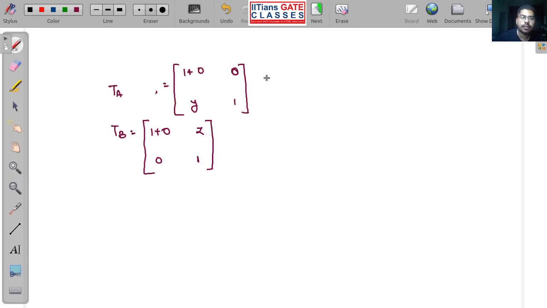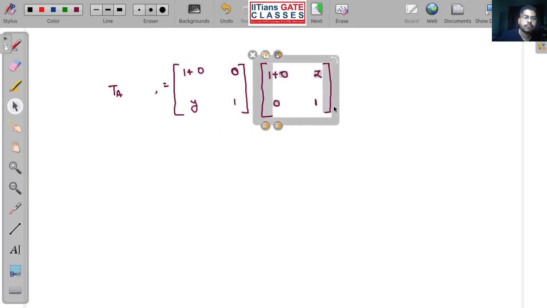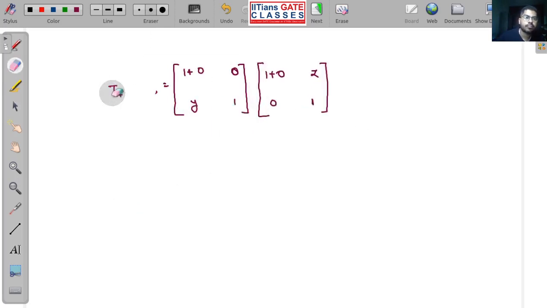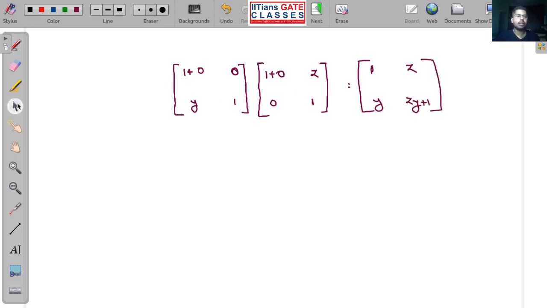So if I multiply this, what is this? 1 into 1, 0 into 0, so this will be 1. 1 into Z, 0 into 1, so Z. Next is Y, 0, so Y. And the next will be ZY plus 1. ZY plus 1. So what is this option? Let me copy it.